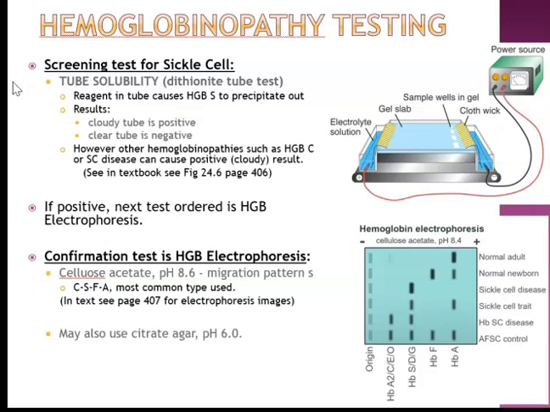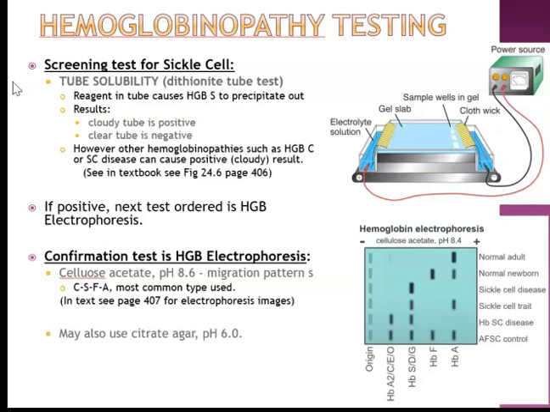But there is a problem associated with this test. Other hemoglobinopathies, such as hemoglobin C or SC, can cause a positive or cloudy result for this test. So that raises some problems for this test if you're just looking for sickle cell or hemoglobin S. So if your screening test is positive for the tube solubility test, again, that's just a screening test, you need to order a hemoglobin electrophoresis for confirmation.